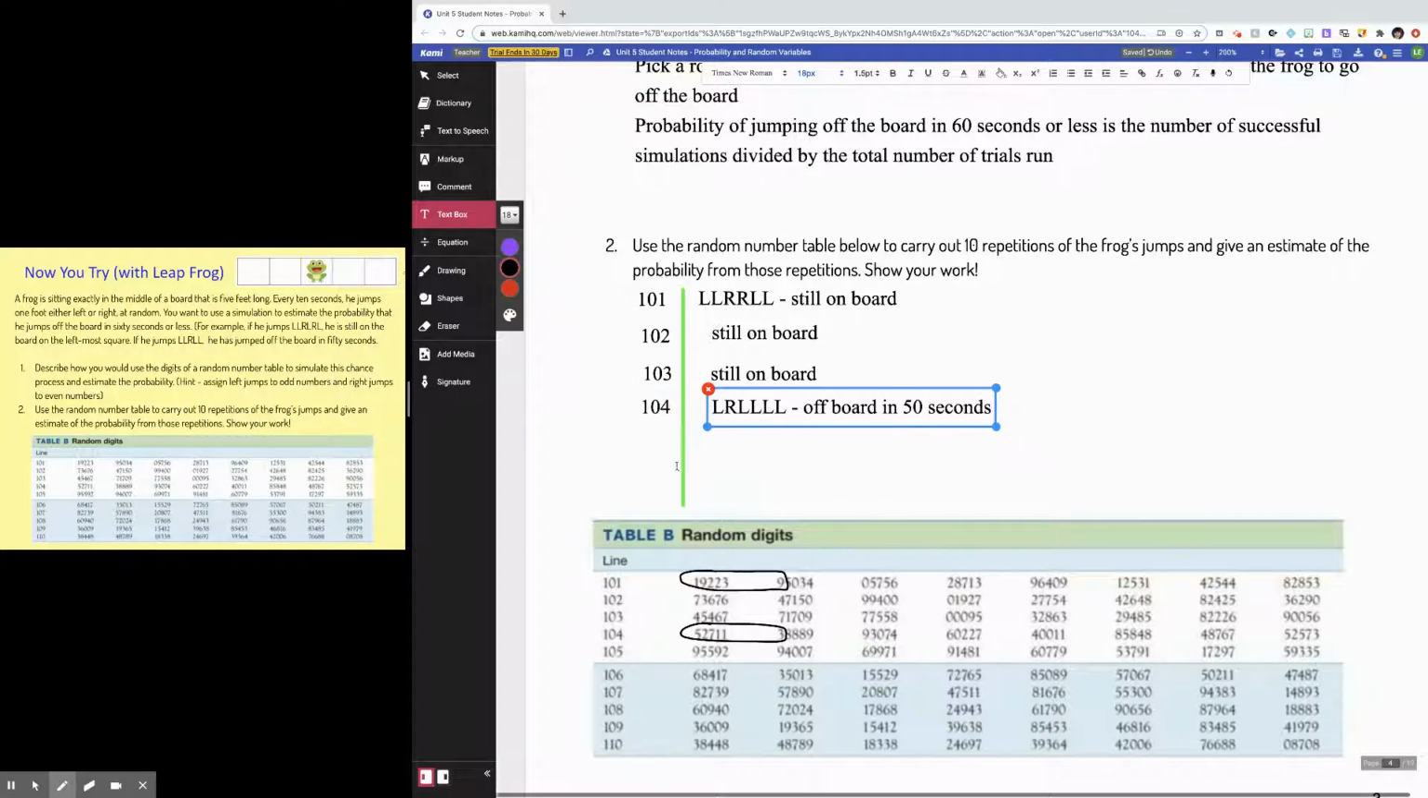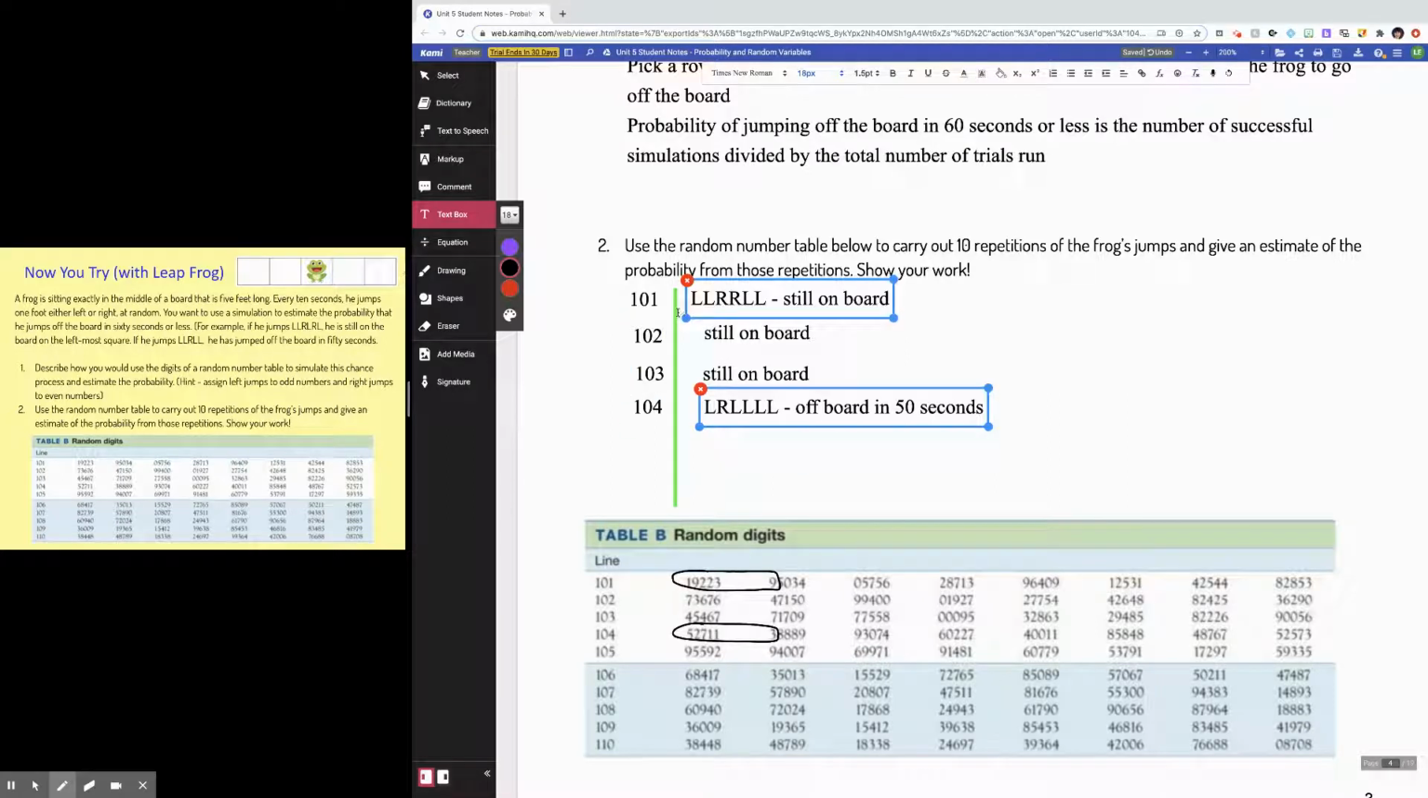If you want to practice running extra simulations, you can do this with the 6 remaining lines. I'm going to pause the video quickly and fill in the rest of the data, and then I'll show you how to calculate the actual probability.